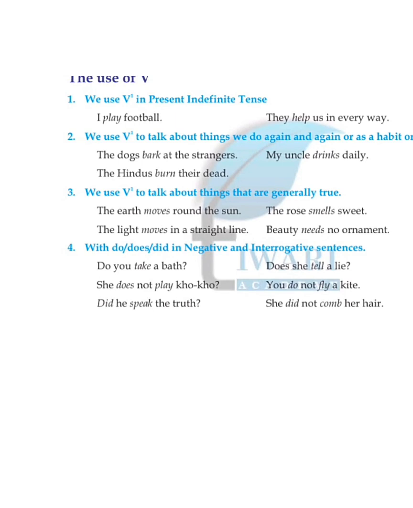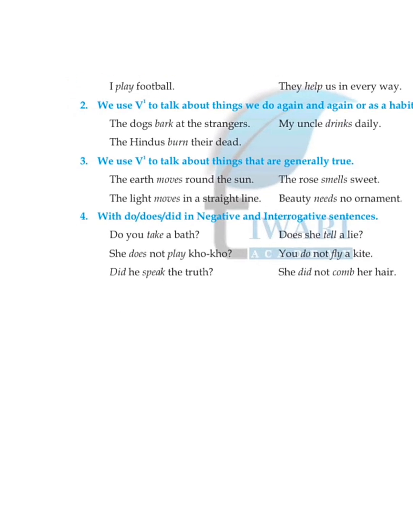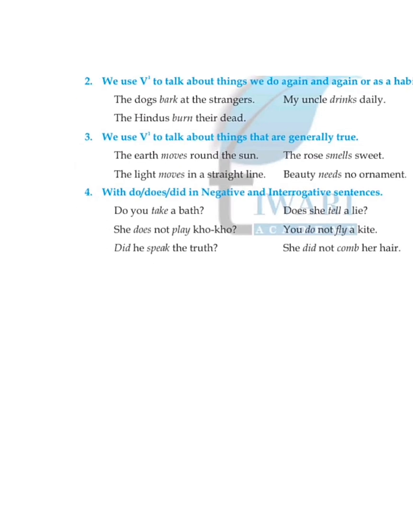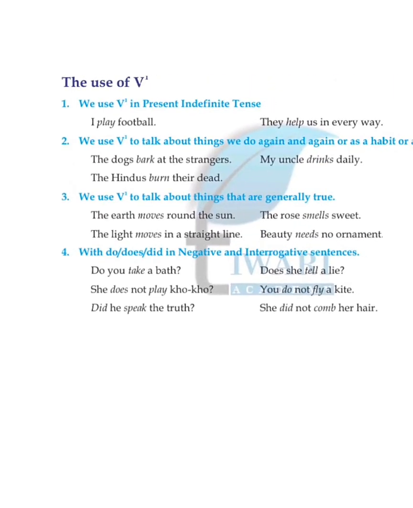Okay, we use do, does, did in negative and interrogative sentences. There we have to use do, does, did. Okay, in negative case, in interrogative sentences. So: do you take a bath? क्या आप नहाते हो? Does she tell a lie? क्या वो सच बोलती है? She does not play kho-kho. You do not fly a kite. Did he speak the truth? क्या उसने सच बोला? She did not comb her hair. Okay, so these are all sentences representing the interrogative or negative sense.